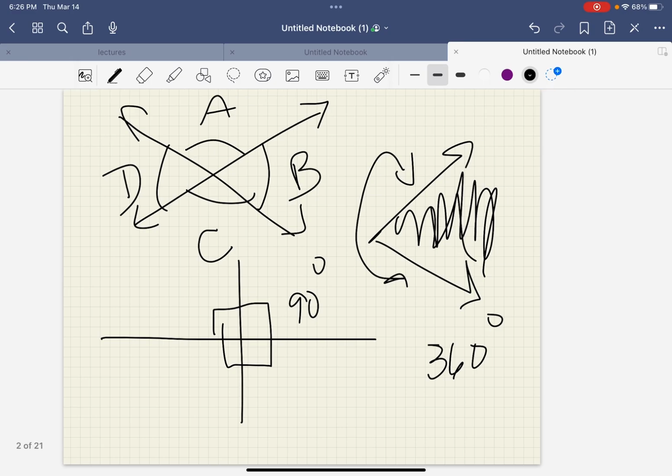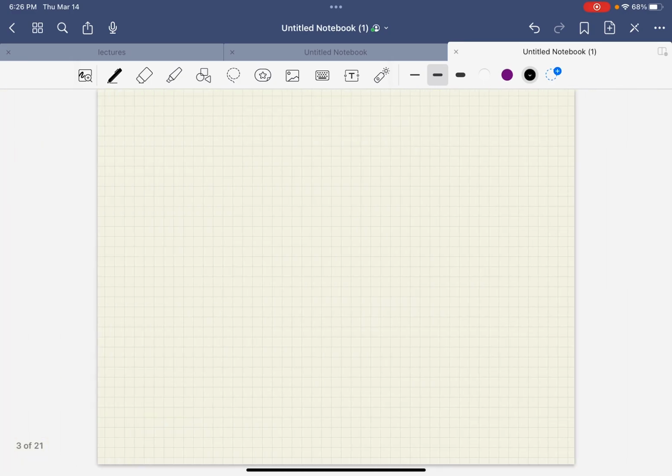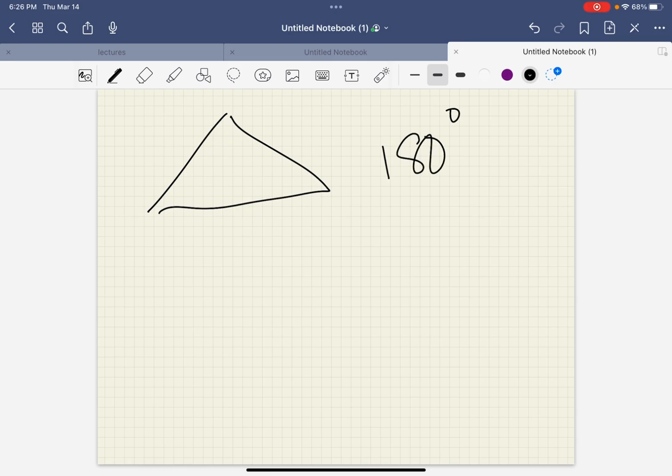Then next thing that they cover is the sum of the measures of any triangle on the interior. So inside the triangle, the sum is always 180 degrees. Doesn't matter what the shape of the triangle is, anything, it's still going to be 180 degrees on the inside of that triangle. So down at the very bottom of the page, they give you examples.